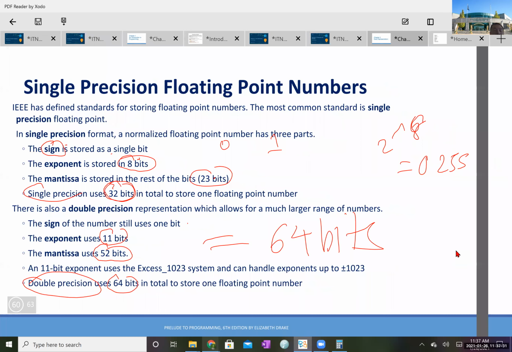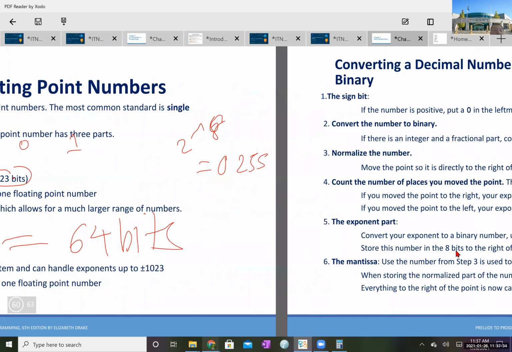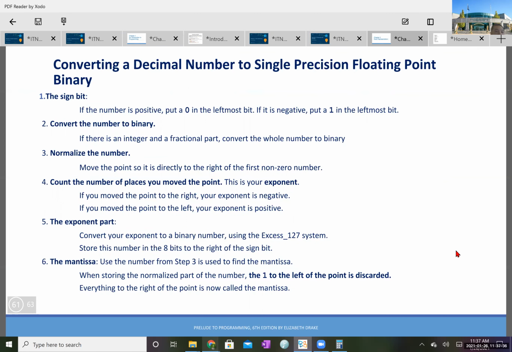Okay, so here's an example when you're converting a decimal number to single precision floating point in binary. Right? So the sign bit here is always number 0 if it's positive, and if it's negative, it's number 1 here. Now, the next step, you have to convert the number to binary. If the number here has an integer part and a fractional part, you have to convert the whole number to binary first. Right? Now, the next step, you have to normalize the number, move the point directly to the right of the first number 1 here.